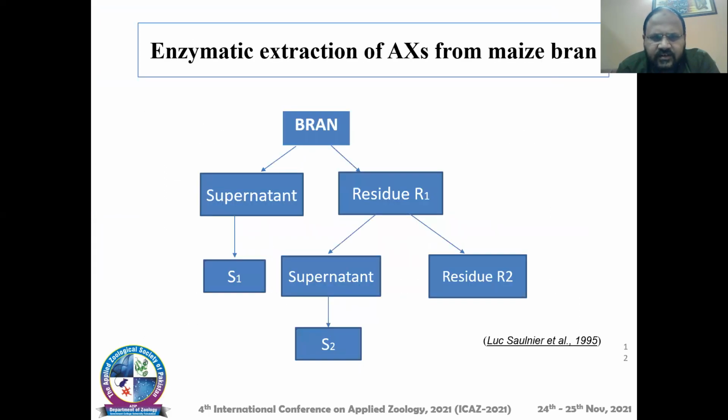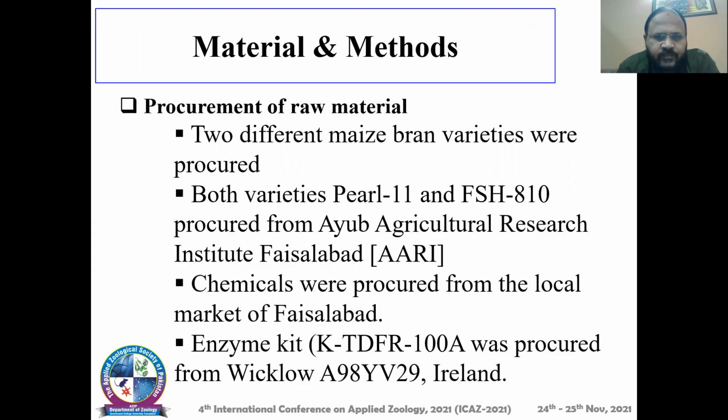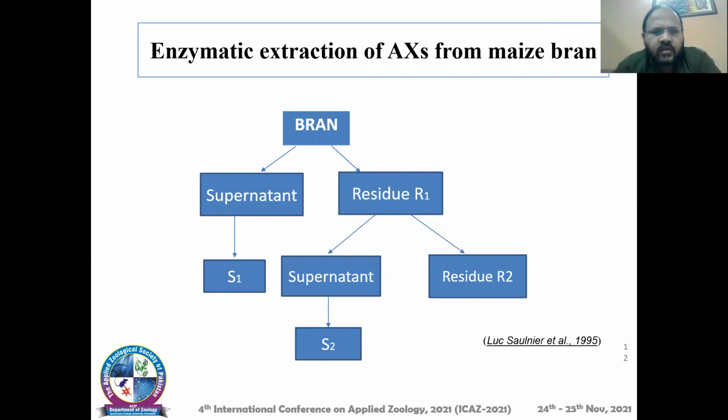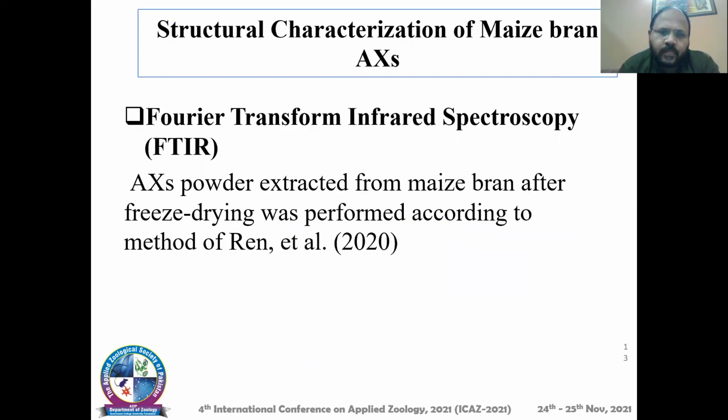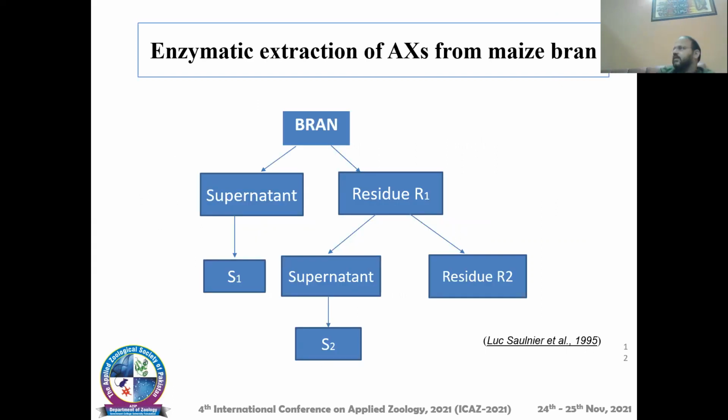As far as extraction of arabinoxylan from the maize bran is concerned, it's a flow diagram of extraction of arabinoxylan and residue fiber from the maize bran. You can see here the bran part and then supernatant and residue treated with different enzymes and different chemicals, and at the last we got the arabinoxylan part in pure form. In this process different enzymes such as amyloglucosidase and other enzymes have been used.